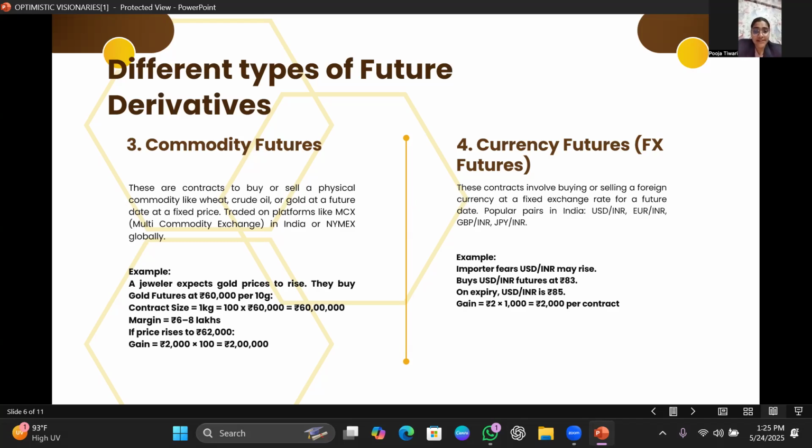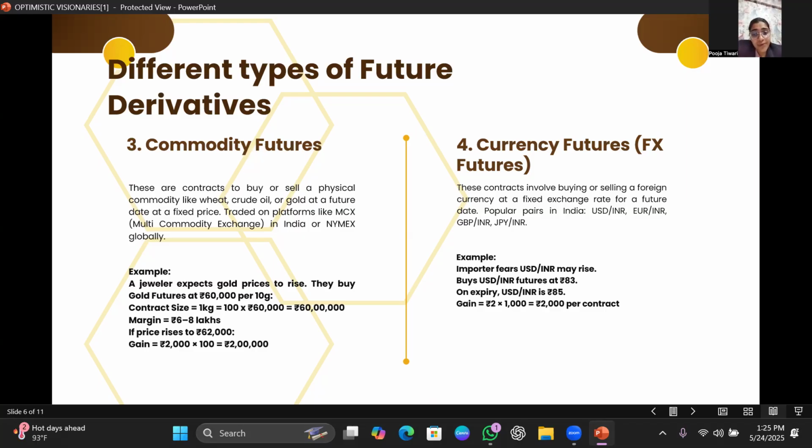Fourth would be the currency future. Currency future is the forex future, also known as a contract to exchange a specific amount of one currency for another at a future date and a predetermined exchange rate. Advantages of currency futures are that they protect against currency exchange rate risk and are useful for businesses engaged in international trade. Let us understand by example.